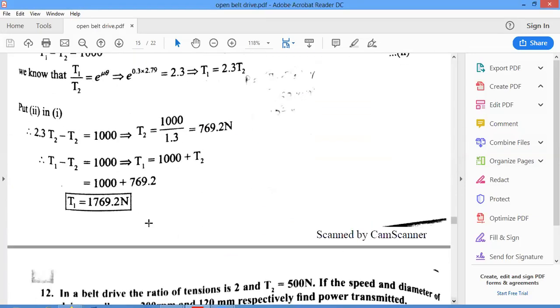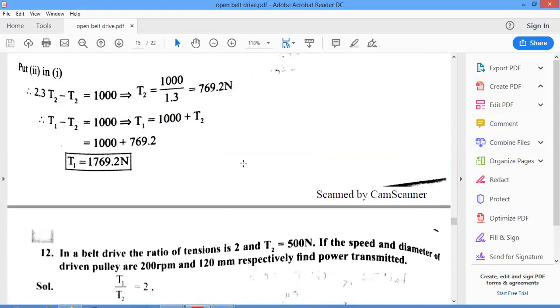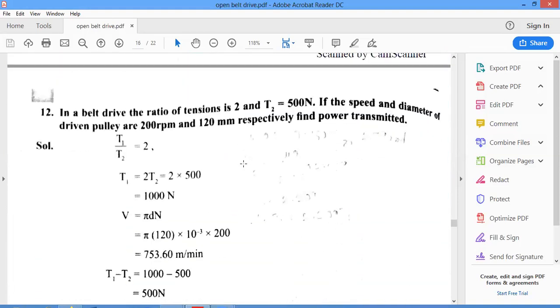So thereby T1 is going to be 1769.2, right? This is how we solve this problem. So we'll go to one more problem which is a little bit different.